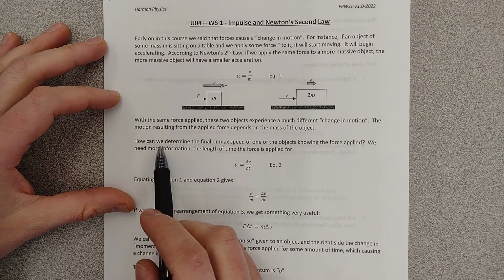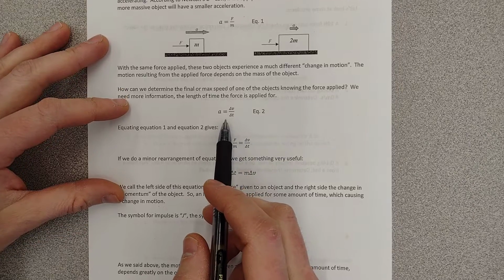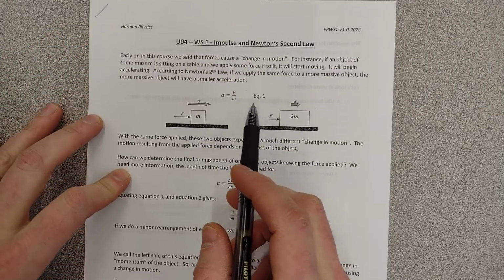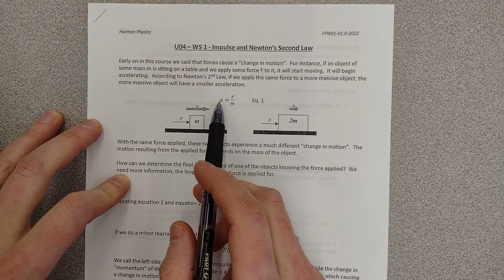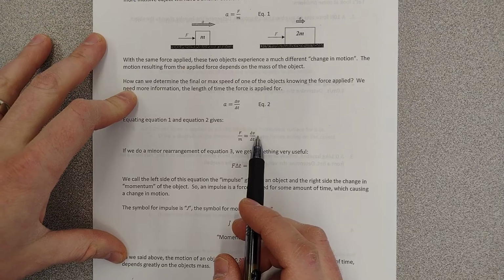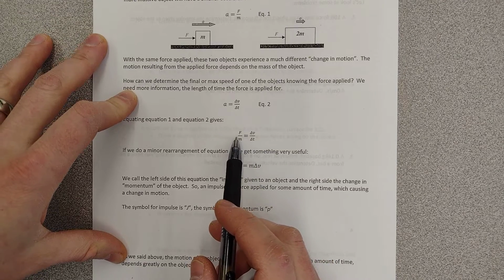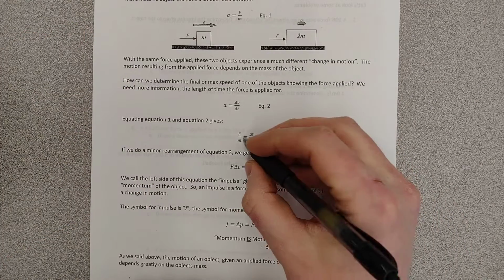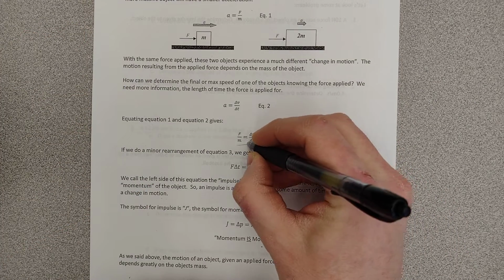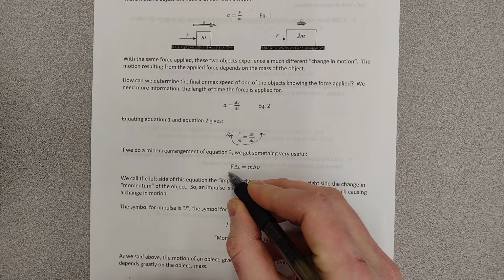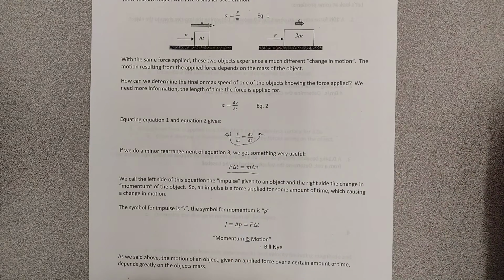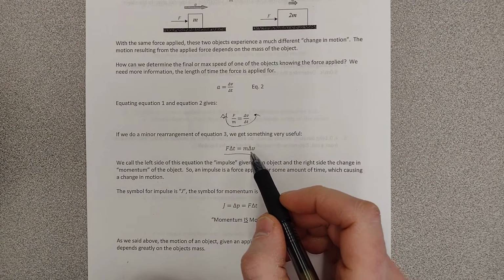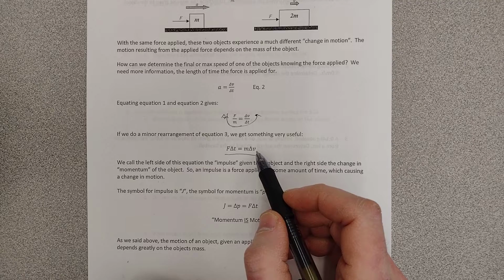So what we do is we take the definition of acceleration. Acceleration equals change in velocity over time, and we plug it in to Newton's second law. So we put in change in velocity over time for acceleration, and so we get force over mass equals change in velocity over time. We cross multiply, so the m comes up here, the delta t comes up here, and we end up with this equation. Force times time equals mass times change in velocity.